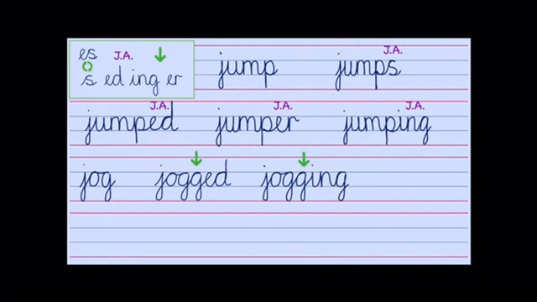Next word we've got is jogger. I can see a jogger in the park. Starter word jog, and we double it again. Jogger. Now, in case you were wondering whether or not we are going to use the change from suffix s to suffix es, I have 2 words for you. The first is go.